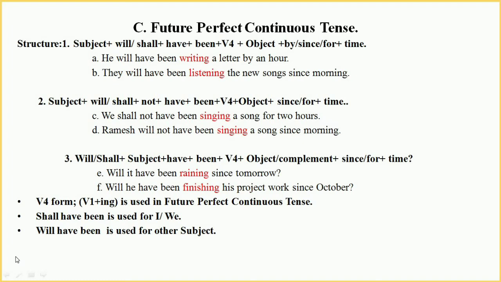For interrogative sentence, the structure is will or shall plus subject plus have plus been plus fourth form of the verb plus object or complement plus since or for plus time with question mark. Examples are: Will it have been raining since tomorrow? Will he have been finishing his project work since October? Students, fourth form of the verb, that means first form plus ing, is used in future perfect continuous tense. Shall have been is used for I and we. Will have been is used for other subjects.